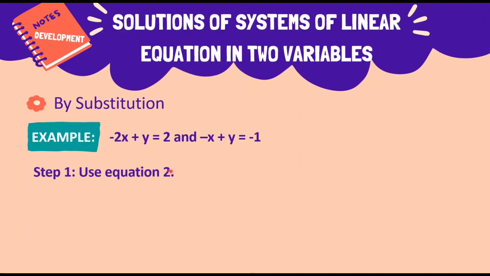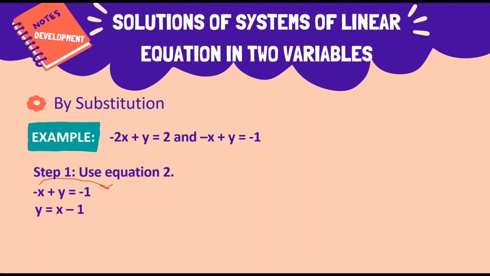Use equation 2. So as you can see, pwede namang gamitin kahit alin dyan. Pero dito ang preferred ay equation 2. So our equation number 2, we have negative x plus y is equal to negative 1. Diba? The first step, you need to find the value of one variable in terms of the other variable. So dito, ang kukunin natin ay value ng y kasi positive na siya. So ano nangyari dito? So we need to transpose negative x to the other side of the equation.